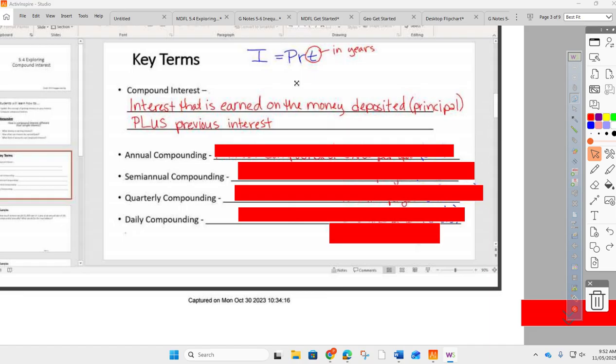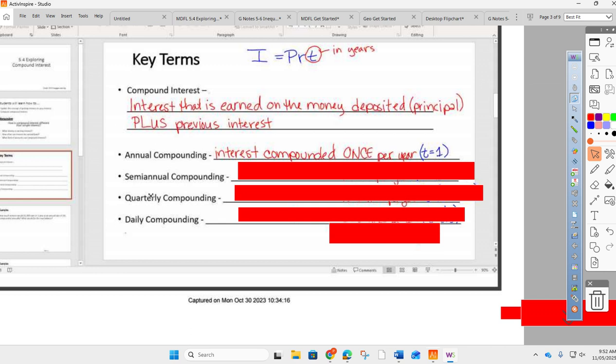With simple interest, you only earn or pay interest on the principal, that beginning amount. But compound interest means that you pay interest on the principal or earn money on the principal, but over time you're also earning or paying more interest. So you're earning or paying on the principal plus the previous interest earned. Annual compounding means it's compounded once a year, and that's what simple interest is.